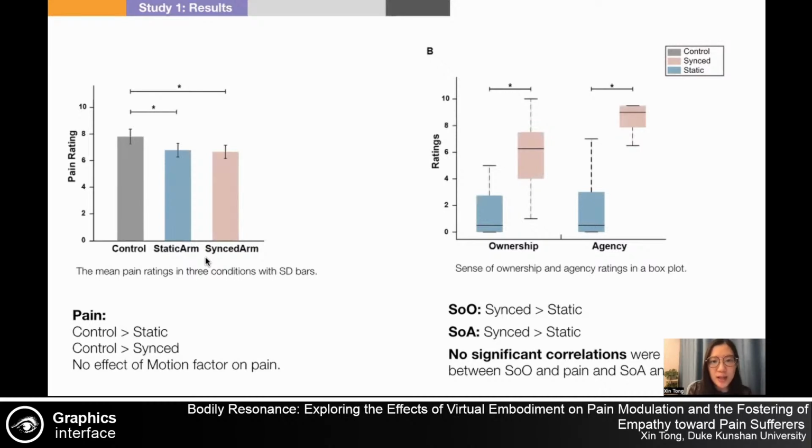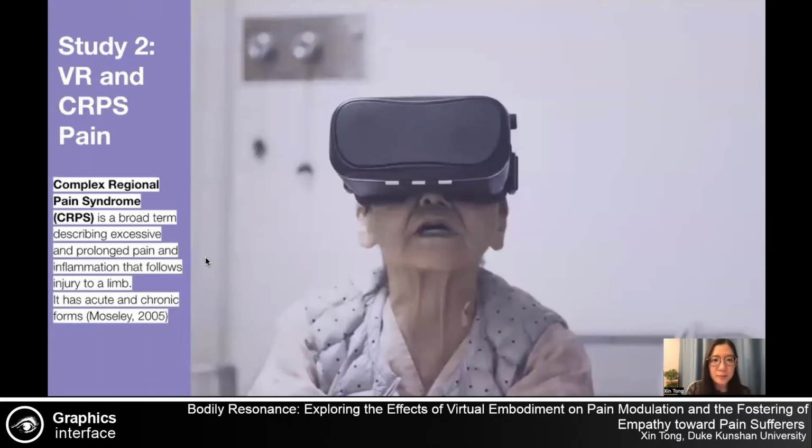Participants also reported higher levels of agency and ownership in the synced condition than the static condition. Ownership and agency did not correlate to pain. In short, this study revealed that although the motion factor affected ownership and agency, it did not have an effect on pain. But how would this be different for patients' pain?